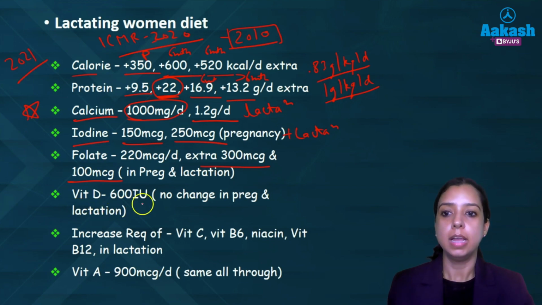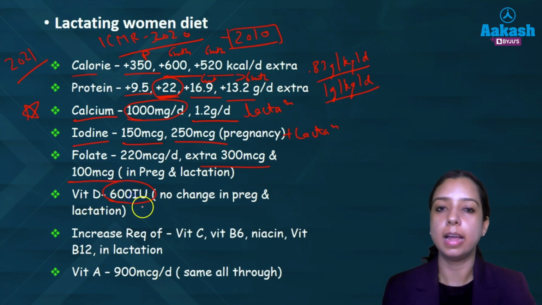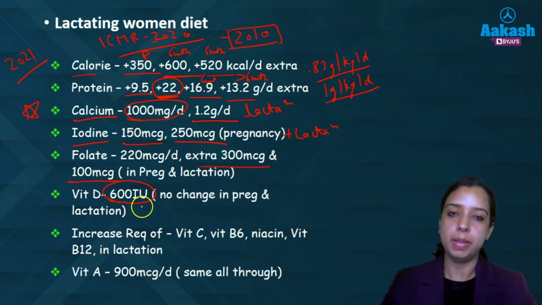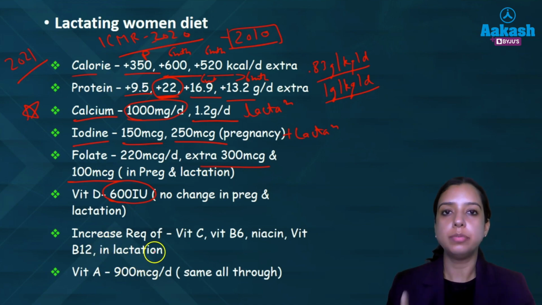What about vitamin D? Vitamin D requirement is 600 international units for everyone. Be it pregnant, non-pregnant, men, women. It is 600 international units for everyone. Okay, it's universal.